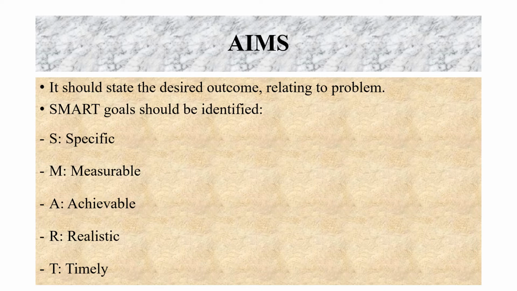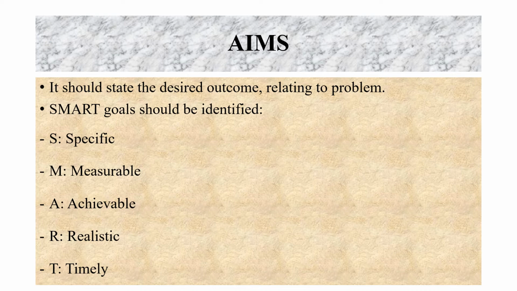A is achievable. So your aim should be realistic. Your aim should be something that you can achieve. Suppose the patient is having a headache due to head injury and the pain score is 7/10 and you are writing that pain will reduce to 0/10, that is not something that you can achieve within the 24 hours. So you have to write something that you can achieve within your time frame.